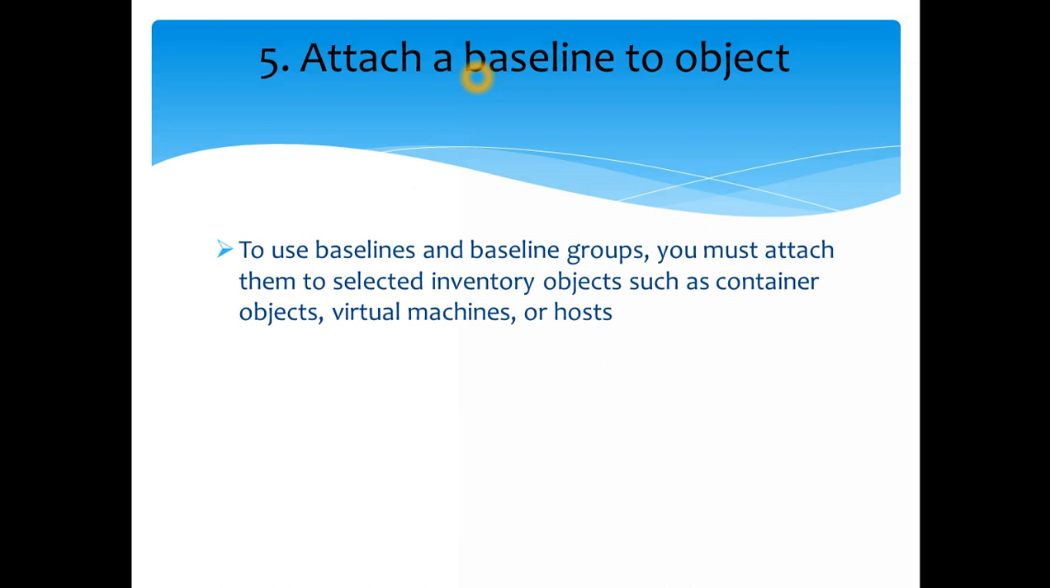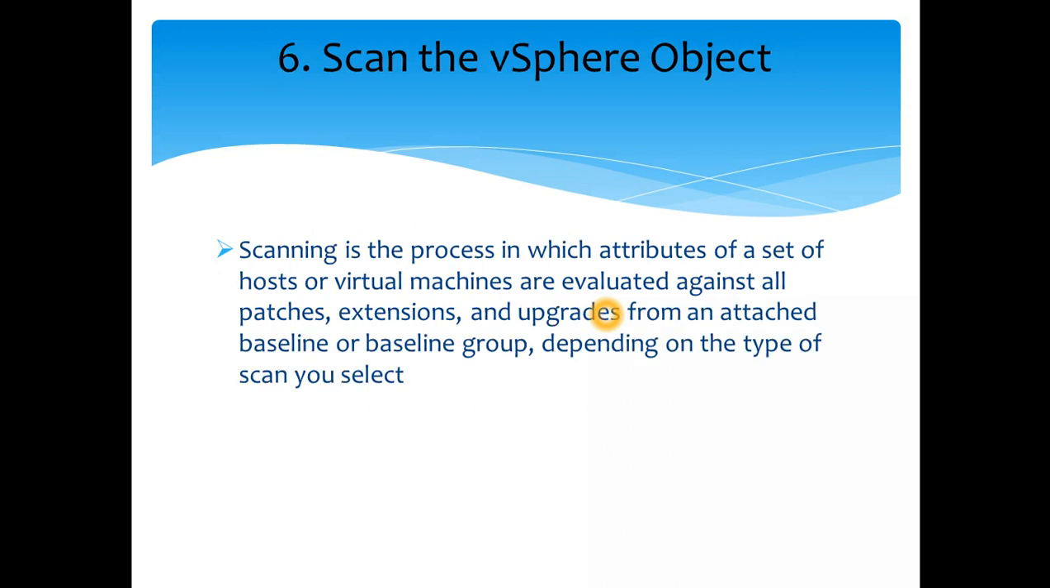Okay, so next one is attach a baseline to an object. To use baselines and baseline groups, you must attach them to a selected inventory object such as a container object, virtual machine, or host. Now interestingly, it says container objects or virtual machine or host, so you can have a baseline created for VMs as well. So say for example you want to remediate VMware Tools on a bunch of hosts, you can use Update Manager to do that. So that is why you can have a baseline for VMs, and then obviously when you're updating hosts you can have a baseline for hosts. So that's why I mentioned VMs there.